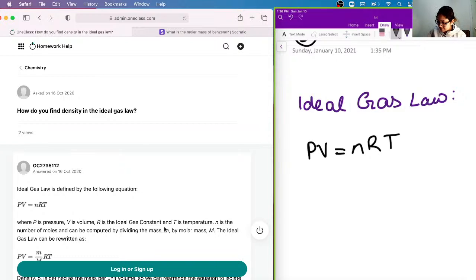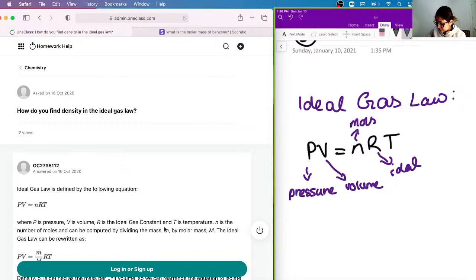Where P is pressure, V is volume, n is the number of moles, R is the ideal gas constant, and T is your temperature.